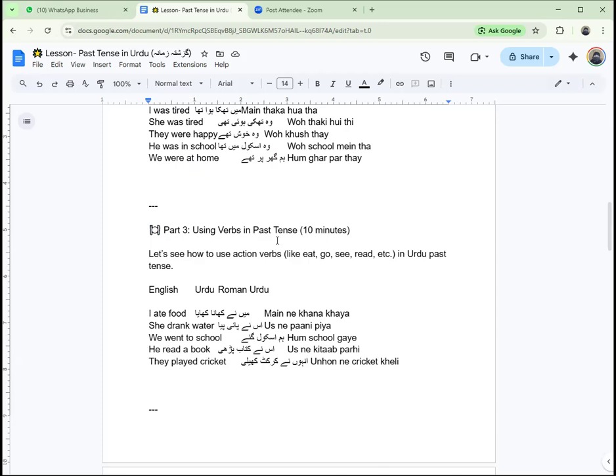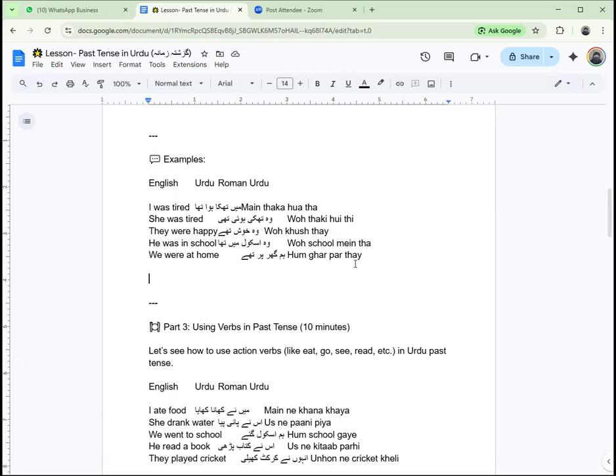Part 3, using verb in past. I still didn't understand. In the previous lesson we were talking about, for example, baat kar. Baat means conversation, kar means action, so it converts to one word, which is talking. But in this sentence, thaka hua, how does thaka translate and how does hua translate? I'm not getting this sentence. Can you please explain?